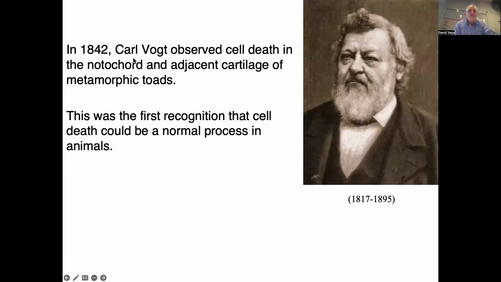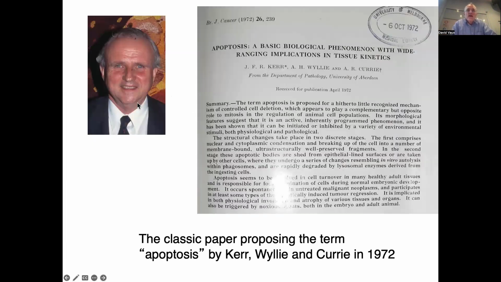In 1842, Carl Vogt observed death of cells in or near the backbones in toads as they were developing from tadpoles into adult toads. So this was the first recognition that cell death could be a normal process in animals. So that's way back in 1842.